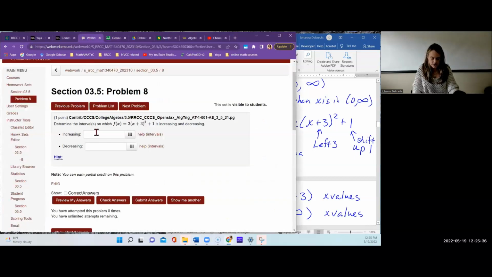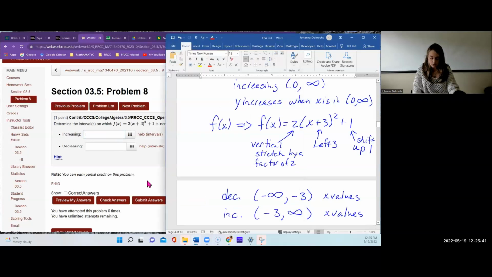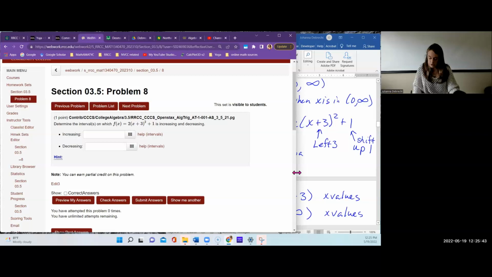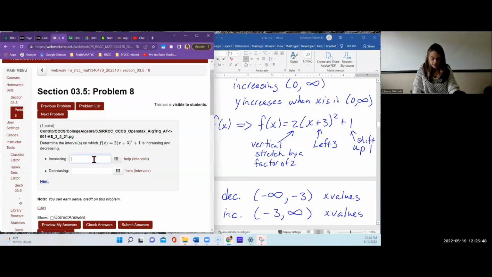Now let's put our answers in over here. Notice that the order is different to what I have written down here. We'll want to make sure that I put in the correct one in the correct place. I have increasing from -3 to infinity. Oops, wrong character. -3, infinity. And then the next one is decreasing from -infinity, up to -3.